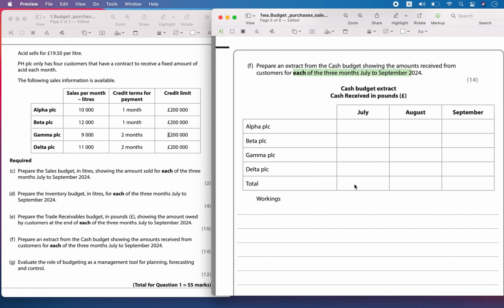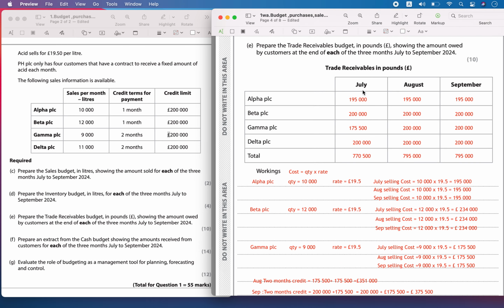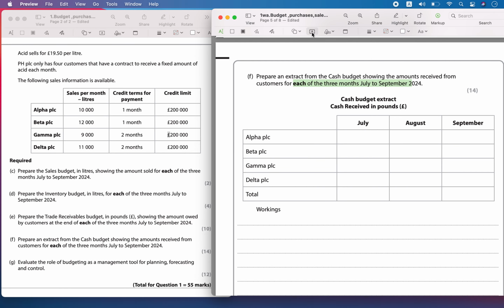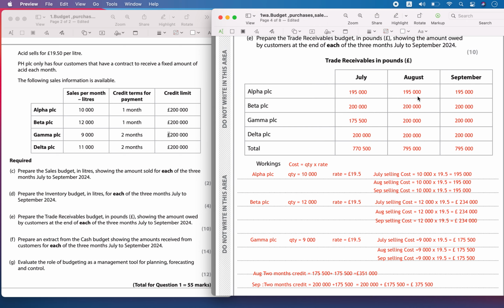So let's calculate that. Let's calculate first for Alpha. For Alpha, we can see that it is 195,000. So there was no cash paid, because in the books it would have still been 195. So they would not have given any cash. Then let's see the month of August.